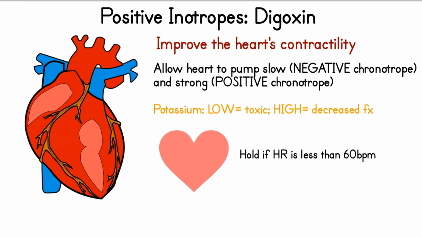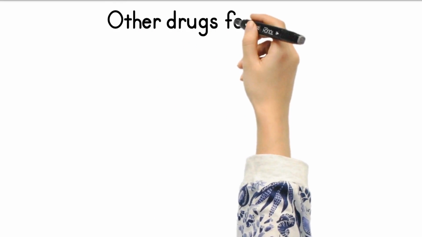Potassium must be monitored during treatment with this drug because a low potassium can cause digoxin toxicity, in which the patient may see yellow halos. A high potassium can decrease the drug's effects. Strict heart rate monitoring is also important, and instruct them to hold the medication if heart rate is less than 60 beats per minute.